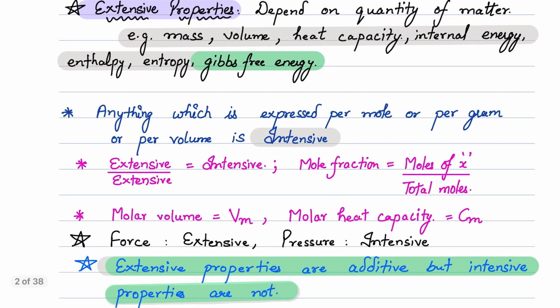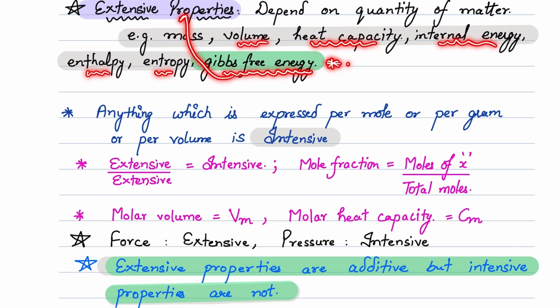Next important term is extensive properties. Those properties whose value depends on the quantity of the matter, they are termed as extensive property. Examples are mass, volume, heat capacity, internal energy, enthalpy, entropy and Gibbs free energy. Gibbs free energy is an important example of extensive property.